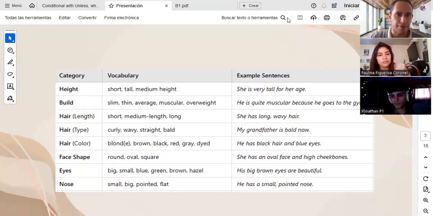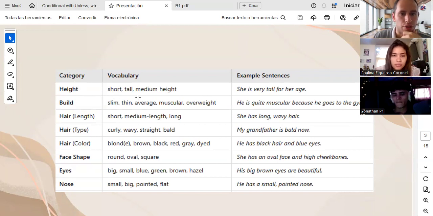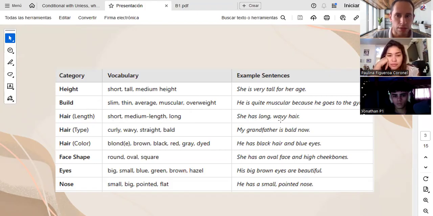So let's check a little bit of vocabulary. So we have categories: height, short, tall, medium height, o sea, como altura, ¿cierto? Tamaño. She's very tall for her age. Build: slim, thin, average, como average es como el promedio, medio. Muscular, ¿cierto? He is quite muscular because he goes to the gym. Hair: short, medium length, long. She has long, wavy hair. Hair type: curly, wavy, straight, or bald. My grandfather is bald now.